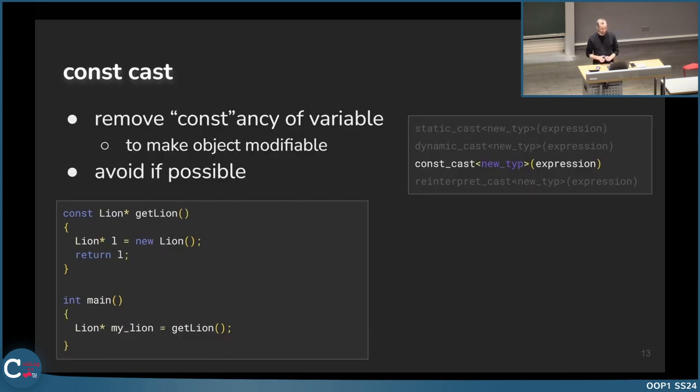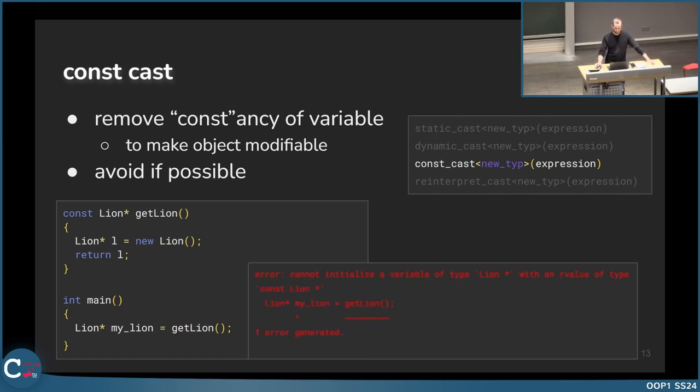The third cast is one you should avoid, to be honest, but sometimes it's necessary. It's the so-called const cast, and it removes the constness of a variable to make objects modifiable. For example, we have here a function getLion, which returns a const lion pointer, meaning that you cannot modify this lion. Sometimes, and only sometimes, you might need to modify this.